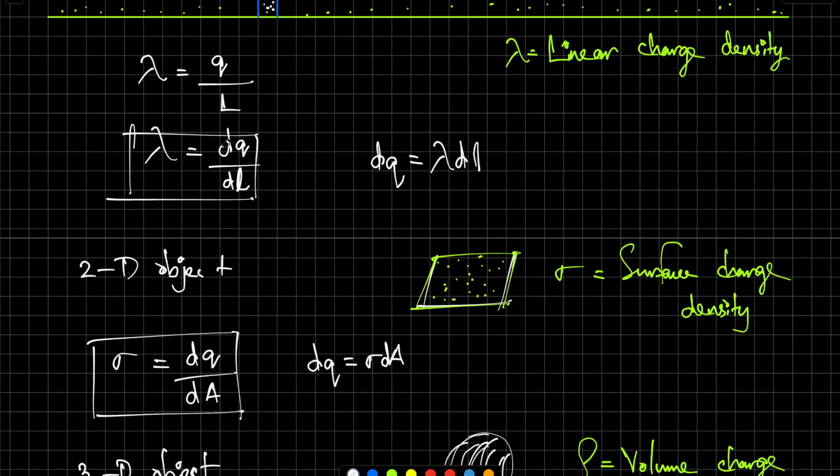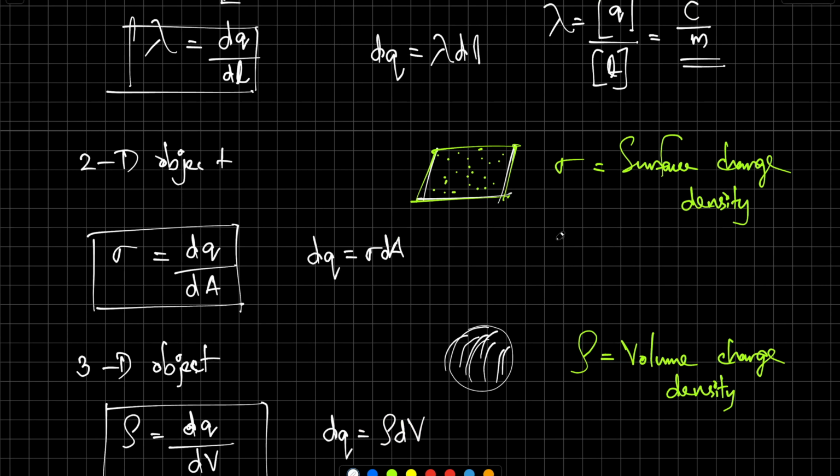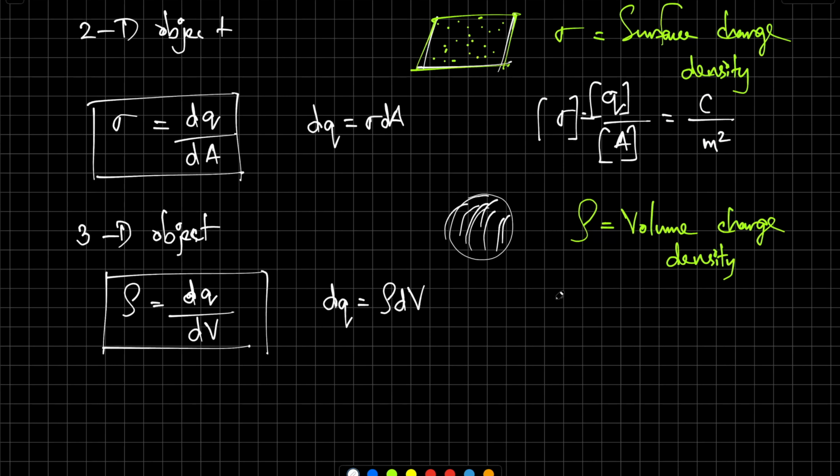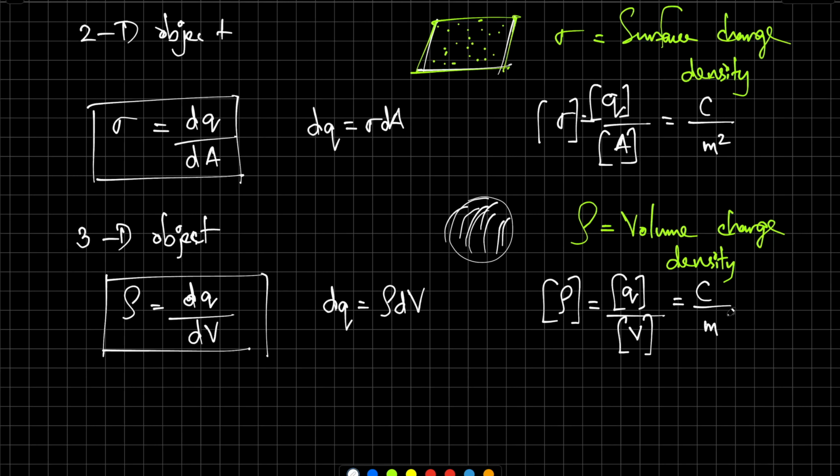What is the unit for lambda? Lambda equals dq by dl, right? Unit of q over unit of length. Unit of q is Coulomb, unit of length is meter, so Coulomb per meter is the unit of lambda. And for sigma, it's the surface charge density, it is for a two-dimensional object. Sigma equals q over a. Unit of q is Coulomb, unit of area is meter square. Coulomb per meter square is the unit of sigma. The unit of rho is equal to unit of Q over unit of V, volume, Coulomb per meter cube.